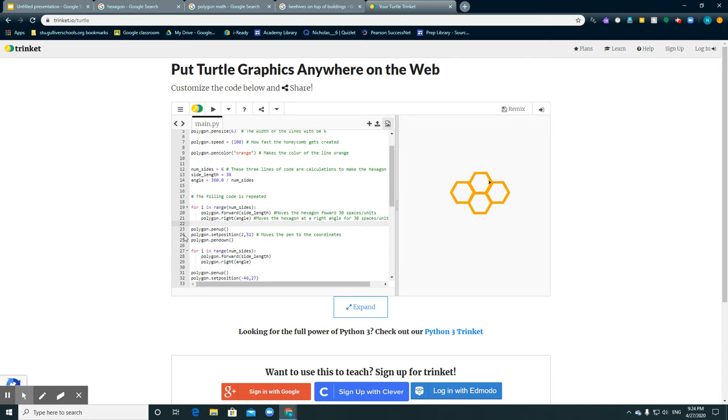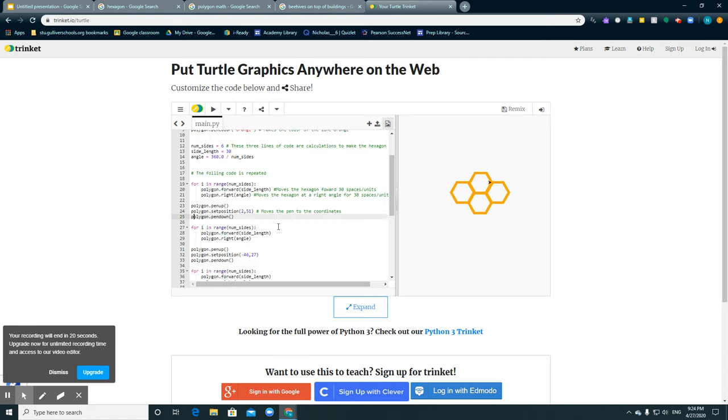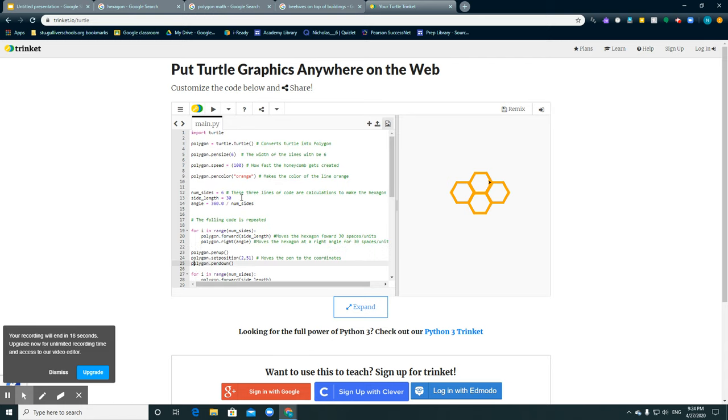And then down here, it's just to move the pen up and down. It's pretty simple. It's just to move where your hexagon is. It says polygon.penup, which lifts the pen up off the screen. Then you would move it to these coordinates down here to draw another hexagon. And then polygon.pendown, and you put the pen down. This following code is repeated. Also, why we're using polygon is we just changed this right here to polygon equals turtle, just so it's easier to identify.